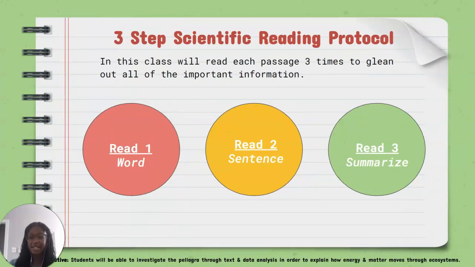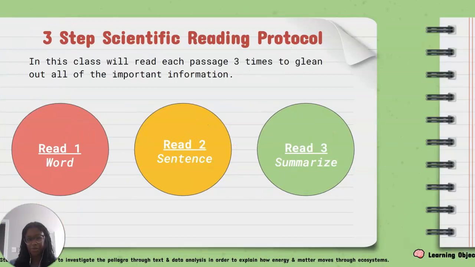Now, reading science text is going to be a little bit different than reading in an English class. So we have to have our own protocol to really dive into the dense material. In fact, we're going to read every passage 3 times. The first time focusing on the word, second time focusing on a sentence, and the third time we're going to be summarizing. But let's break that down a little bit more.